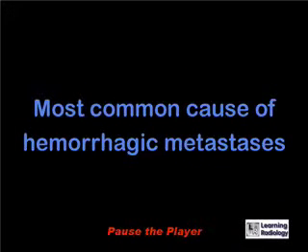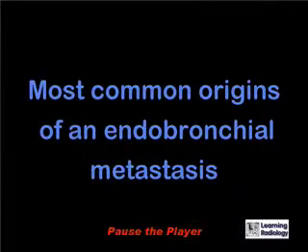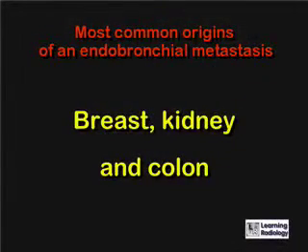What is the most common cause of hemorrhagic metastases to the lung? Choriocarcinoma or angiosarcoma. What are the most common origins of an endobronchial metastasis? Breast, kidney, and colon primaries.